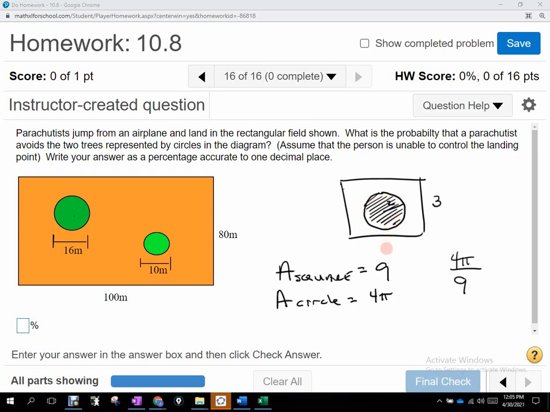Now, here's another question that we can parlay from that: what would be the probability of landing in the white? A couple different ways I could do it. We said if I land in the white, that would be taking those two and subtracting them, right? So which one's bigger? 9 or 4 pi?